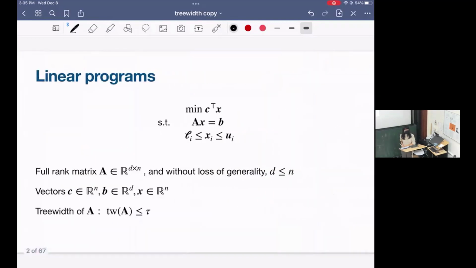Okay, so the type of linear programs that we want to solve in our paper is of the following form. We have the standard c transpose x that we're minimizing, subject to Ax equals b, and x is bounded on both sides. We will just make the assumption that this matrix A is of full rank, and we can assume also that the number of constraints is less than or equal to the number of variables. And here we have the additional constraint that the Treewidth of A, which we'll define in the next slide, is going to be at most some constant tau, or it doesn't have to be a constant.